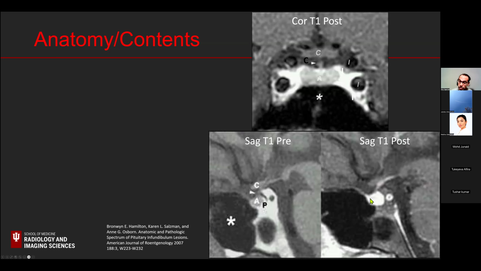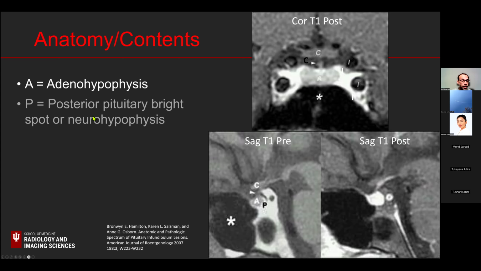Once we give contrast, the entire pituitary gland enhances, and you lose that posterior pituitary bright spot because there is avid enhancement of the adenohypophysis. There's avid enhancement of the infundibular stalk. And just mentioning again what I mentioned before, there is fat saturation of the bone marrow T1 signal in the bony sella. Any questions at this moment on the anatomy?